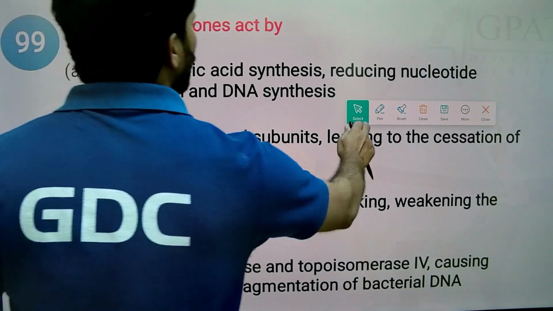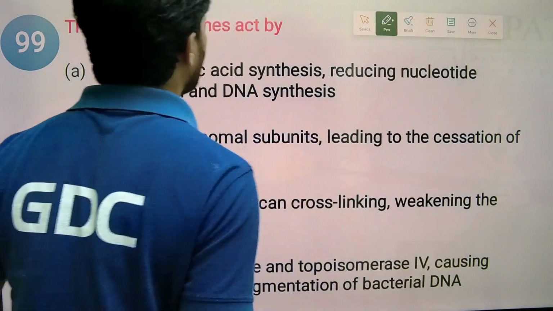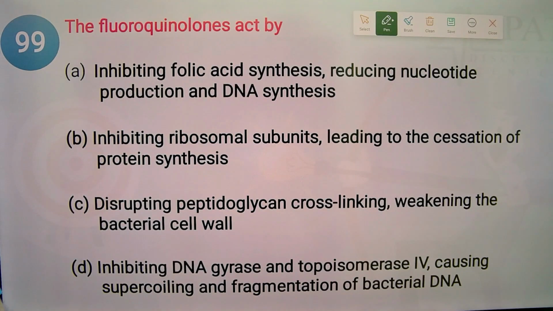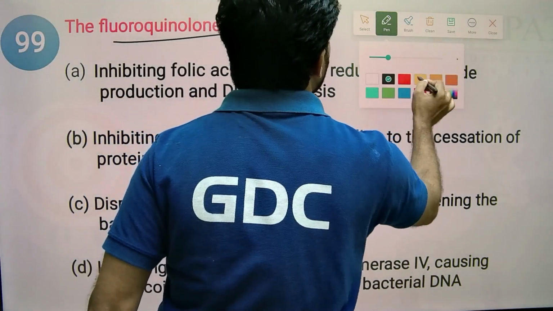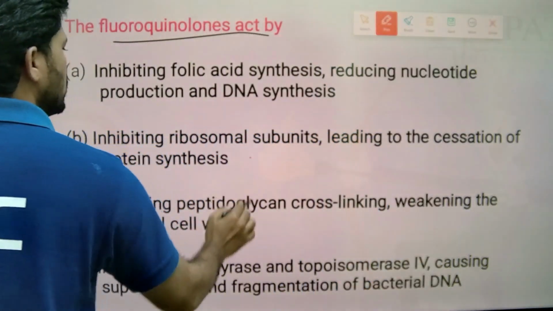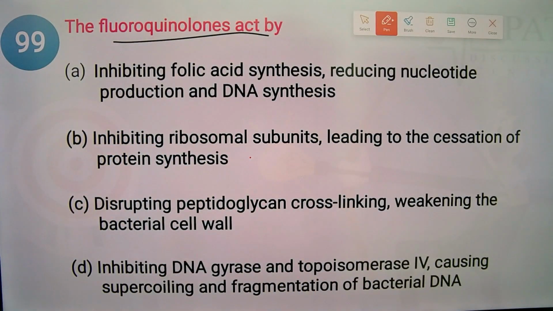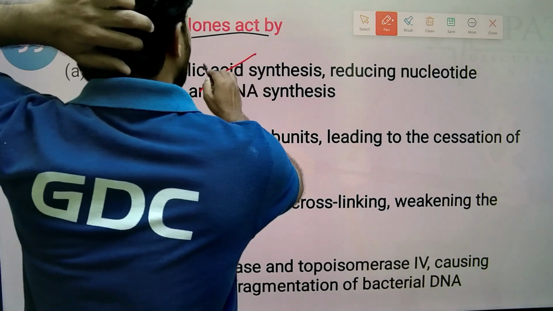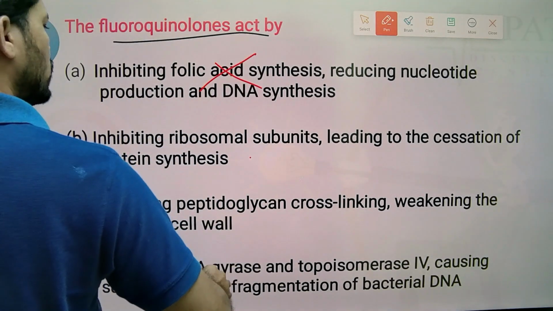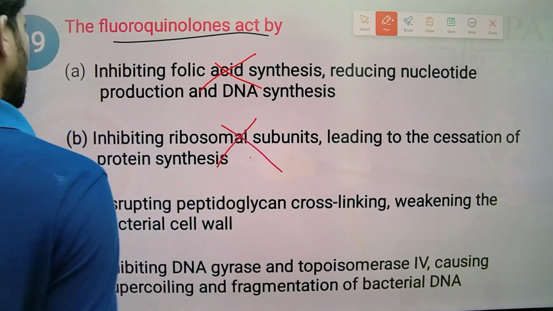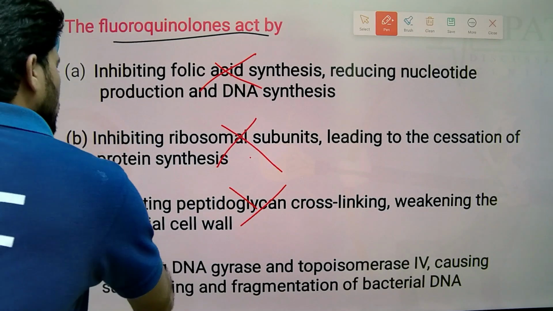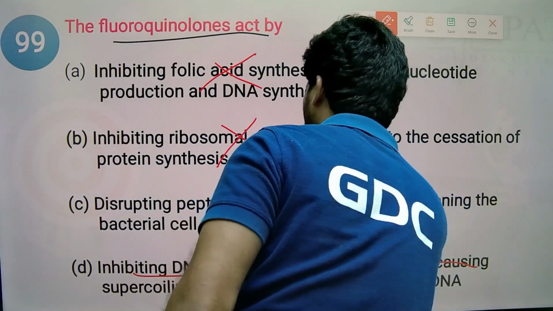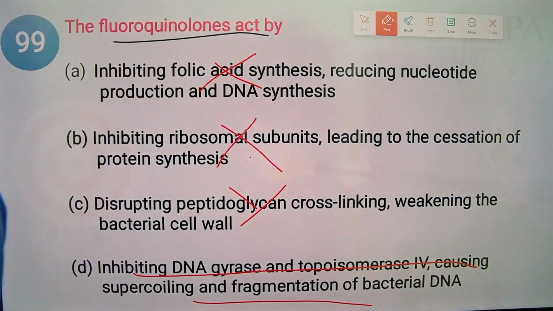Next, fluoroquinolones are synthetic antimicrobial compounds with less resistance. Fluoroquinolones show their action by inhibiting DNA synthesis, and they are bactericidal in nature. They do not inhibit folic acid synthesis, and they are not protein synthesis inhibitors acting on the ribosome. They have no effect on peptidoglycan. They inhibit DNA gyrase and topoisomerase, causing supercoiling and fragmentation of bacterial DNA.